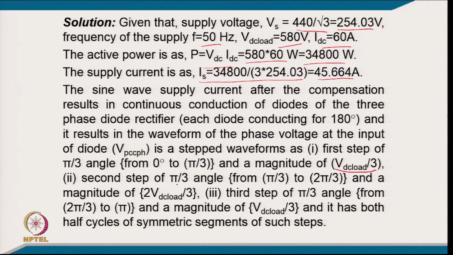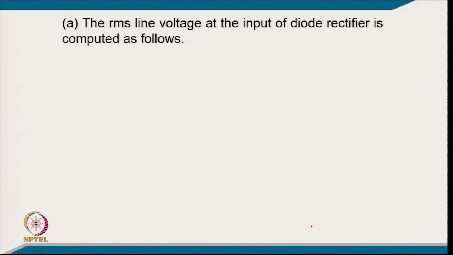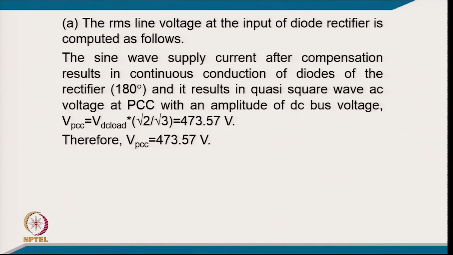The second step of pi by 3 angle from pi by 3 to 2 pi by 3 has a magnitude of 2 VDC by 3, and the third step of pi by 3 angle from 2 pi by 3 to pi has a magnitude of VDC by 3. It has both half cycles of symmetric segments of such steps. So, the RMS line voltage at the input of the diode rectifier, which is also called PCC, is computed as follows.